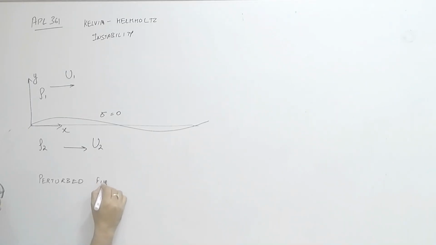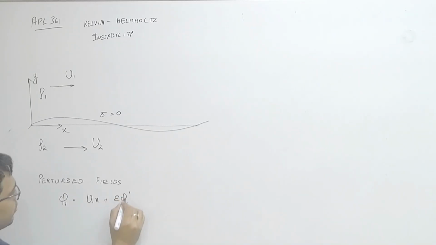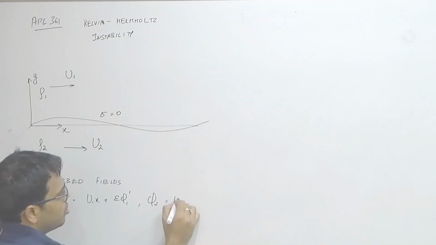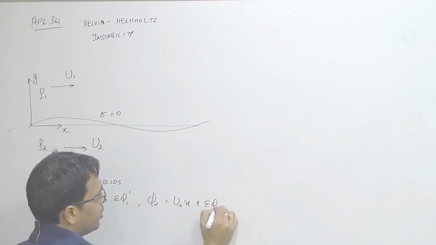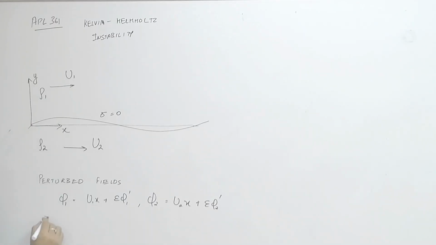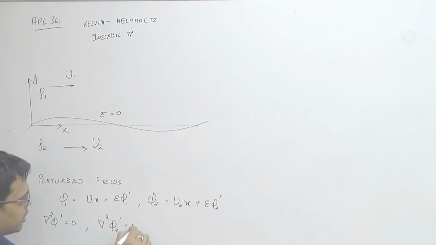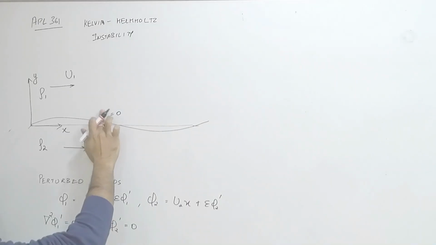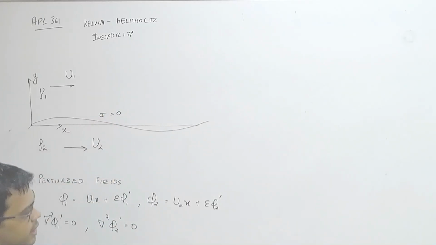they were, so we were writing phi1 is, let us say, u1x plus epsilon phi1 prime, phi2 is u2x plus epsilon phi2 prime, right? And then the governing equation for phi1 prime and phi2 prime were the same as for phi1 because these are anyways linear. Here sigma is 0. So we were considering the case for no surface tension, and we were ignoring gravity also.